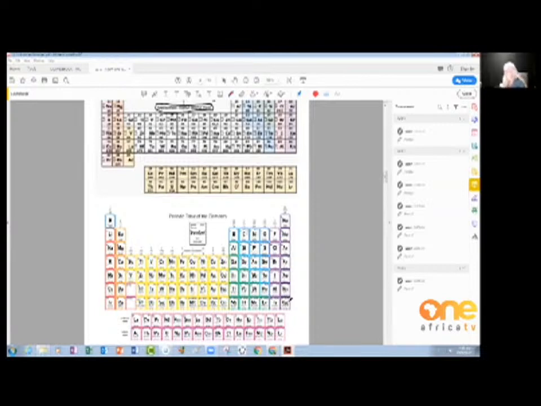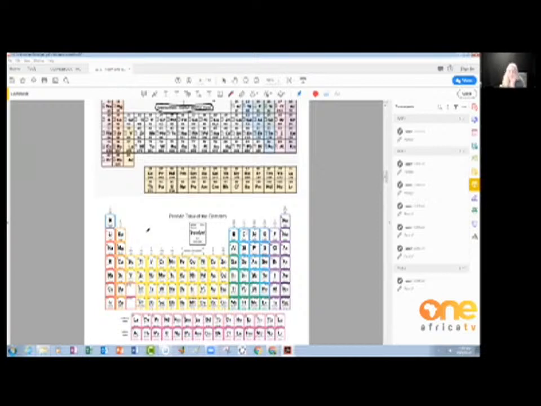Some of them, we make them in the lab. They don't exist in nature by themselves, naturally, but nevertheless, we can make them in the lab. So these are all the elements that we know up to now. And you can see that in the periodic table, every little square now corresponds to one element.